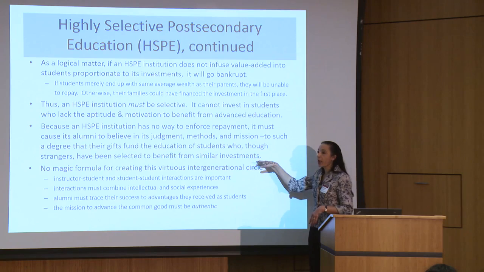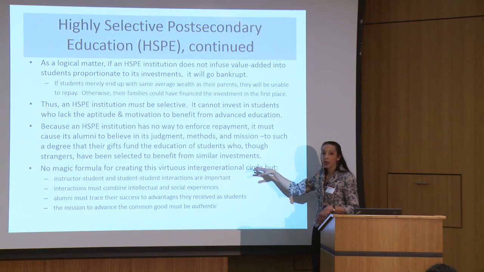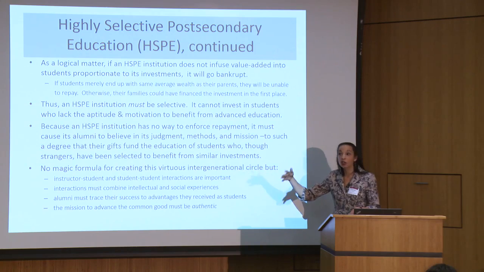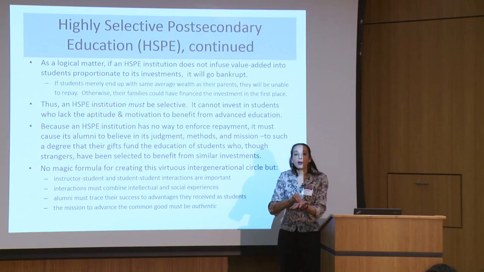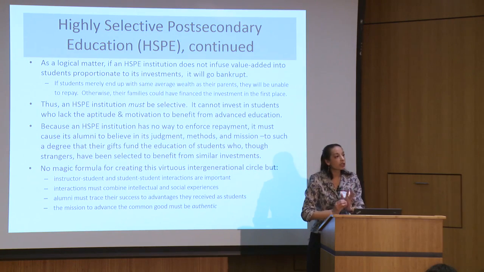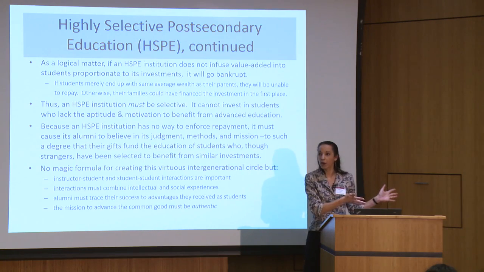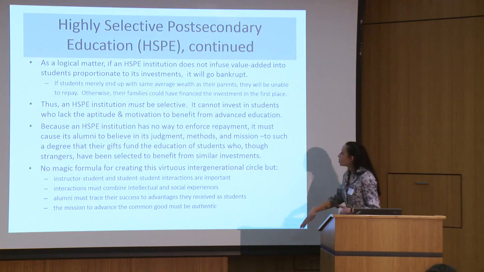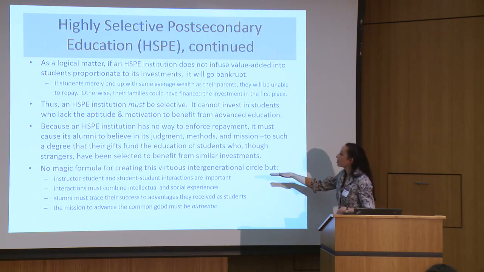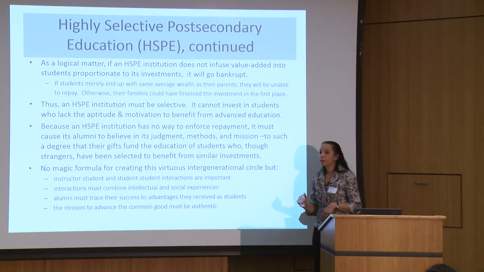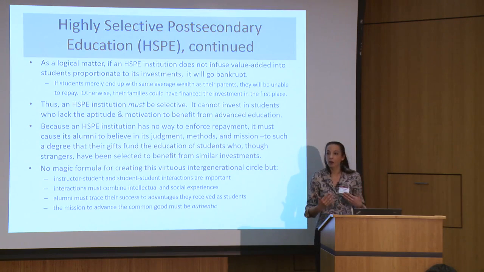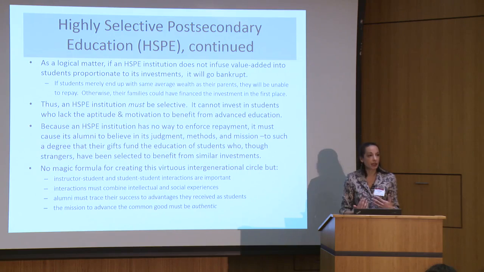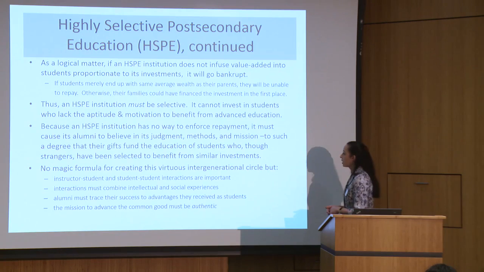We have no way to enforce repayment of our investment, obviously. You can't send someone a bill after 35 years and say, gee, it's time to pay back. Okay? So therefore, it must be the case that our alumni actually believe in what it is that we're doing, not just now, but for years. Right? They still have to believe in it 35 years from now, because that's when they're going to be giving back a lot of their money. So it is important that institutions like ours have judgment methods and missions that actually ensure that our students want to be part of the financial model that makes us sustainable. Right? We can't be inauthentic in some sense. We have to actually do what it is that we promise.